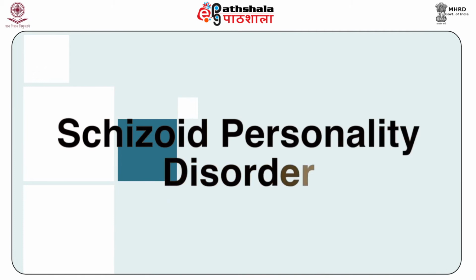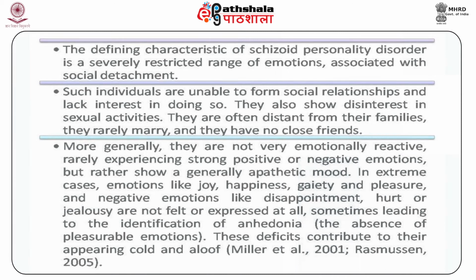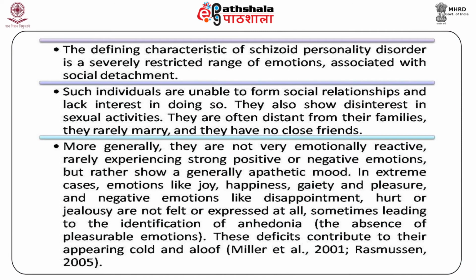Next personality disorder under this category is schizoid personality disorder. The defining characteristic of schizoid personality disorder is a severely restricted range of emotions associated with social detachment. Such individuals are unable to form social relationships and lack interest in doing so. They also show a disinterest in sexual activities. They are often distant from their families, they rarely marry, and they have no close friends.